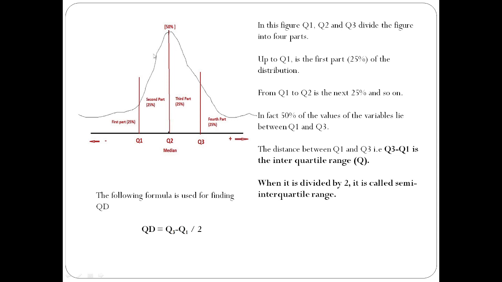So look at this figure. Here the data is normally distributed and is split into 4 parts with 3 quartiles, Q1, Q2, Q3. Q1 represents 25% of the data, Q2 represents another 25% of the data, Q3 represents another 25% of the data, and so on. The distance between Q1 and Q3, that is Q3 minus Q1, is known as the interquartile range, and when it is divided by 2, it is called the semi-interquartile range or quartile deviation. That means the formula for calculation of quartile deviation is equal to (Q3 minus Q1) divided by 2.